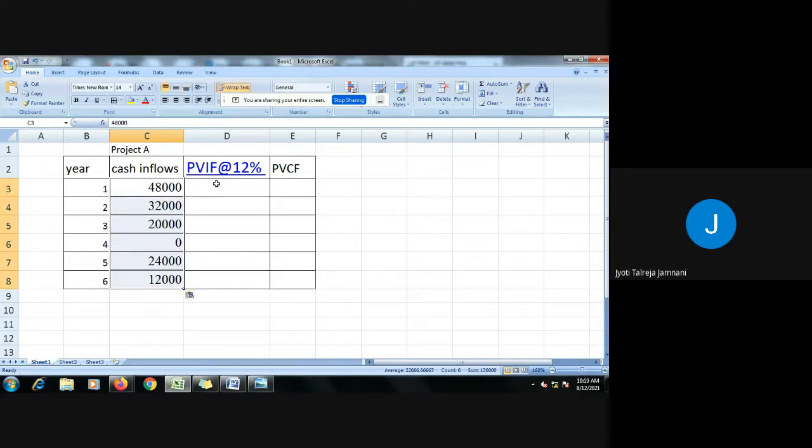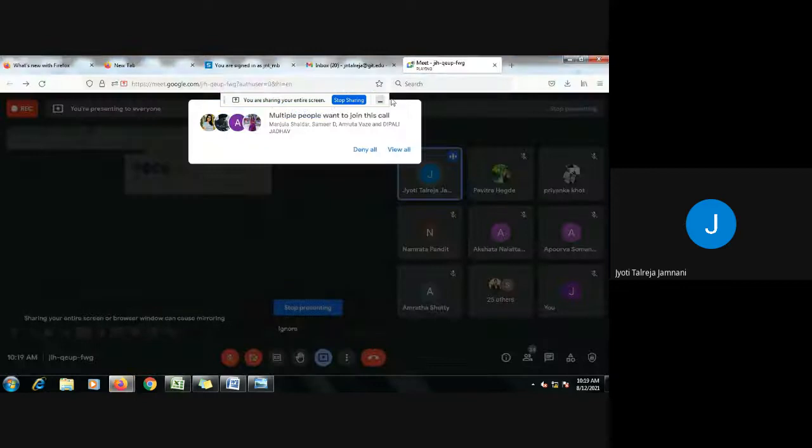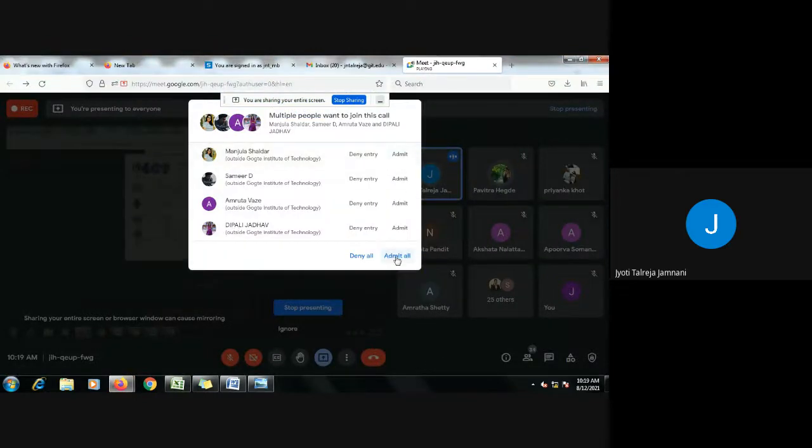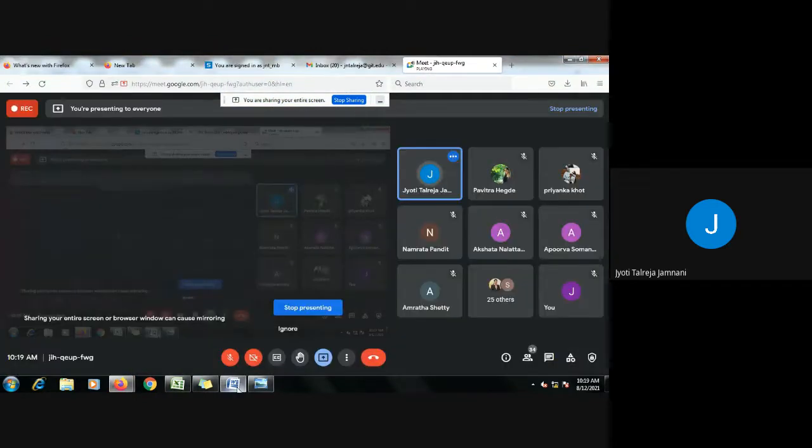So these are the cash flows. Now we have to find the present value interest factor at 12%. 12% is the cost of capital which the company has given you already. We usually use that cost of capital as discount rate to find the present value of a cash flow.